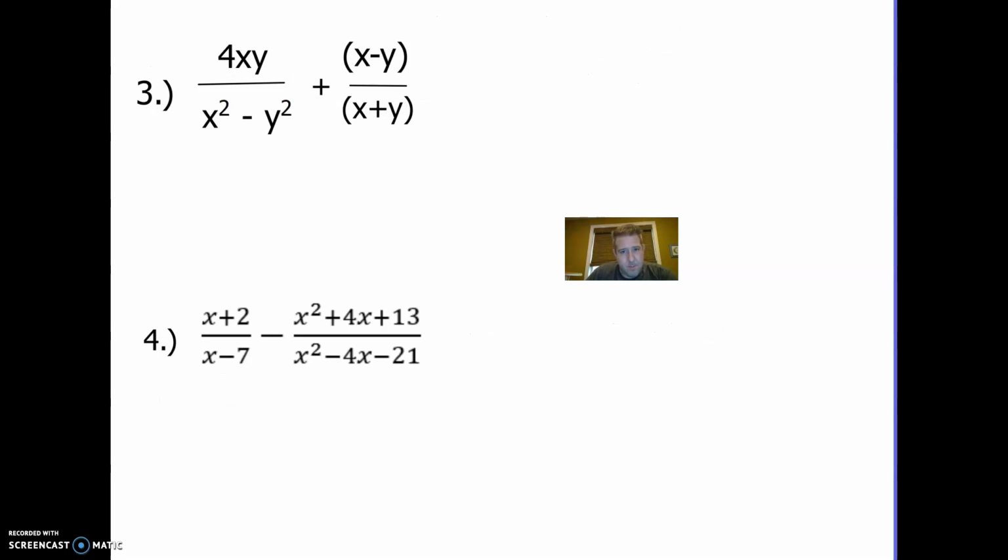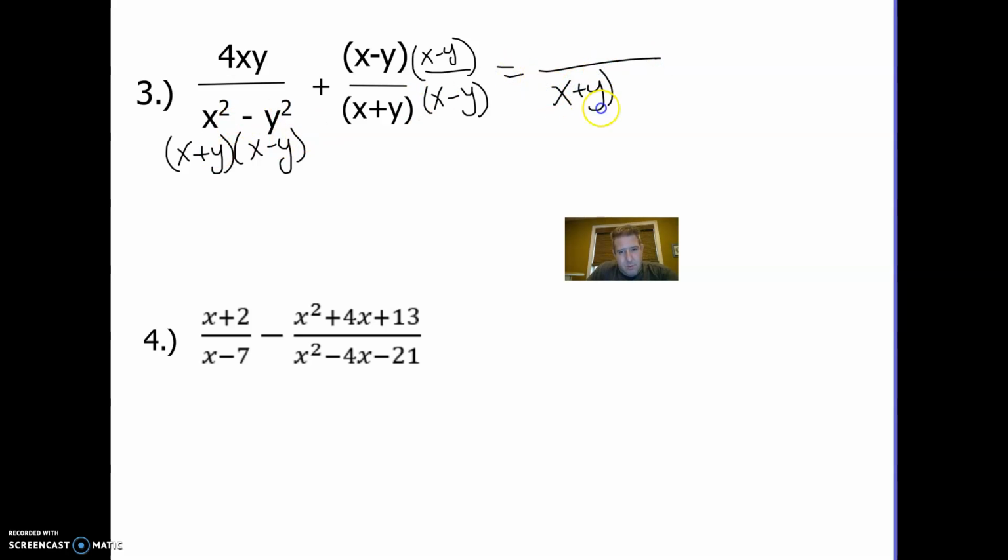All right, question number 3. So this can be simplified. This can be x plus y times x minus y. So it's a difference of squares. I know you're used to doing that with numbers, but it doesn't have to be numbers in this case. So therefore, when you look at the two denominators, x plus y is a common factor, and x minus y needs to be multiplied in this one. So this is x minus y times x minus y. All right, so that's going to give me a denominator of x plus y times x minus y.